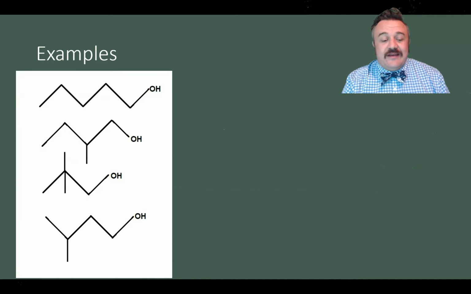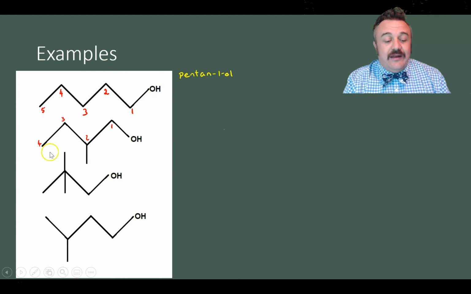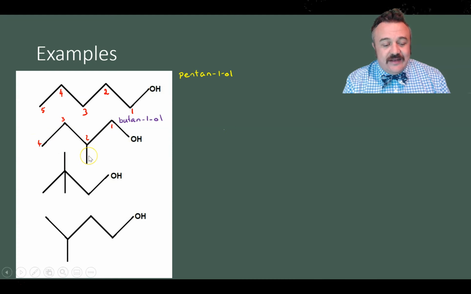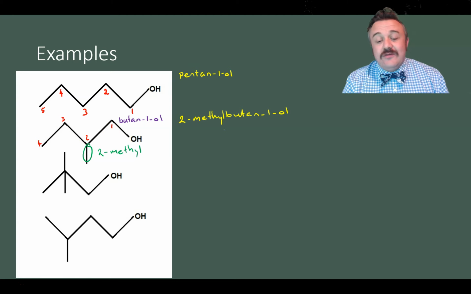So now we have our 4 examples. Let's go through these. The first one we number. Remember we want the OH to have the lowest possible numbers. So we have 1, 2, 3, 4, 5. So it's pentan 1 ol. Okay, so here we are again. 1, 2, 3, 4. So it's butan 1 ol, but that's not all of it because it's got this little section down here. And that's a 2-methyl. So it's a methyl, but it's on the 2 carbon. We put those together, and that gives us 2-methylbutan 1 ol.